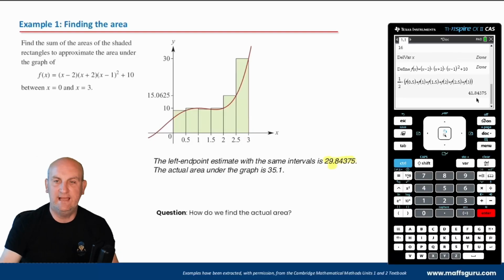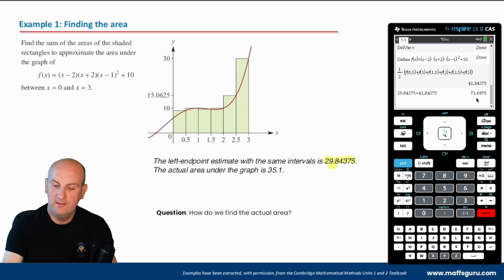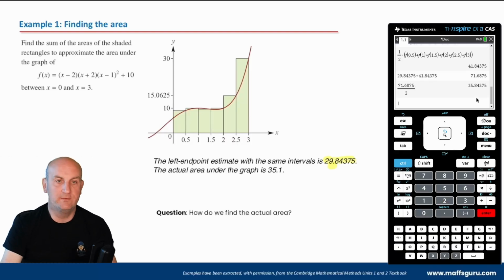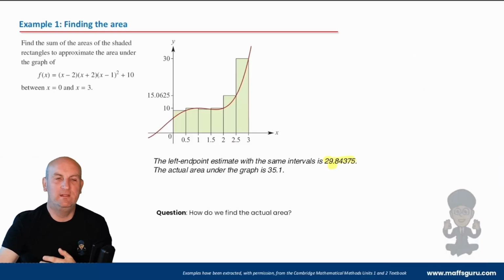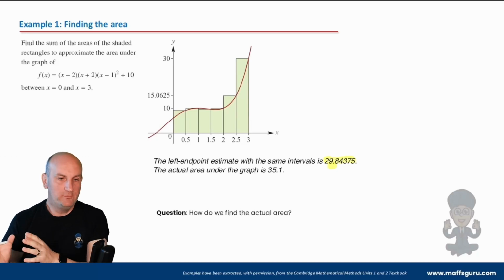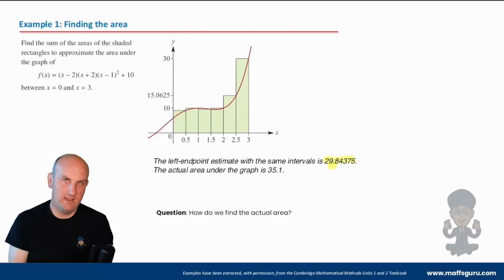So what I'm going to do is add together the 29.84375, add it to my value that I got earlier, which was 41.84. So let's just copy that down, hit enter, divide by 2, and see what happens. There we go, 35.8. Much, much closer when we do all of those. So just keep that in memory that if you were ever going to do this and you wanted a closer approximation, do the left endpoint estimate, then the right endpoint estimate, and add them all together.